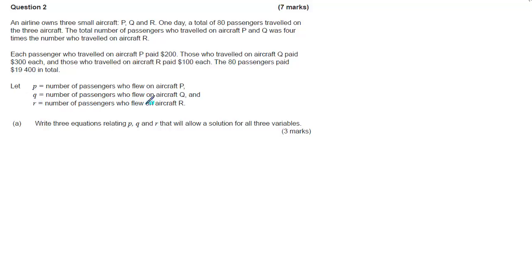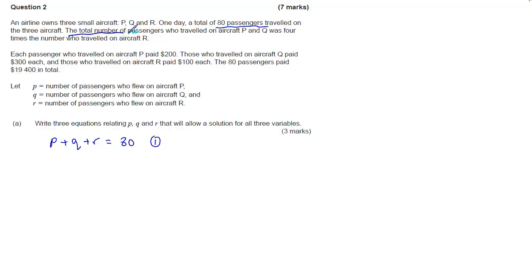We're going to let P be the number of passengers who flew on aircraft P, Q be the number of passengers who flew on aircraft Q, and R the number of passengers who flew on aircraft R. We want to write 3 equations relating P, Q and R that will allow a solution for all 3 variables. We know that there are 80 passengers in total, so P plus Q plus R must be equal to 80. Let's call that equation 1.